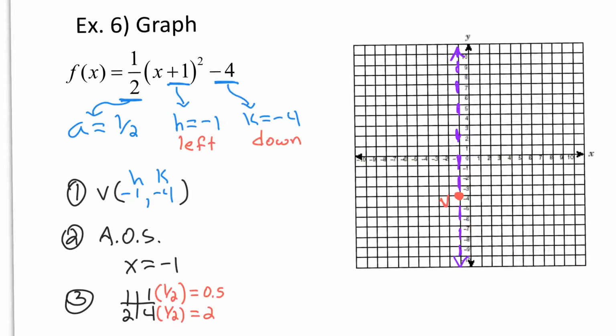So from the vertex, from here, I'm going to go 1 to the right, and then I go 0.5. So half a step up. So it's going to be right here. It's not going to be exact, but it's going to be more or less right there. And then the second point is 2 to the right and 2 up. So from the vertex, 1, 2 steps to the right, 1, 2 up. So that's going to be right here.